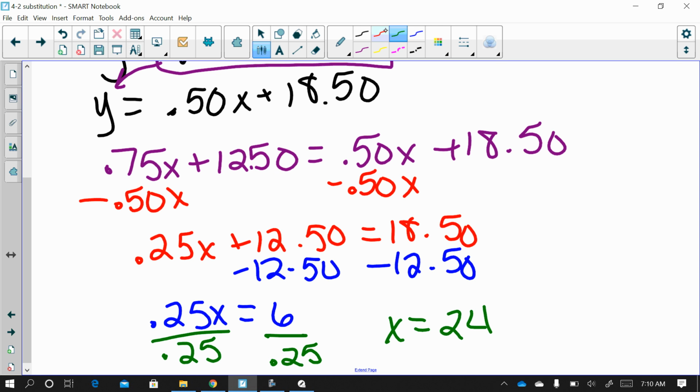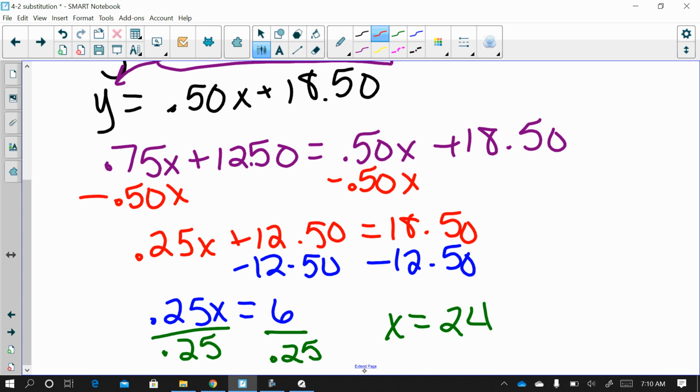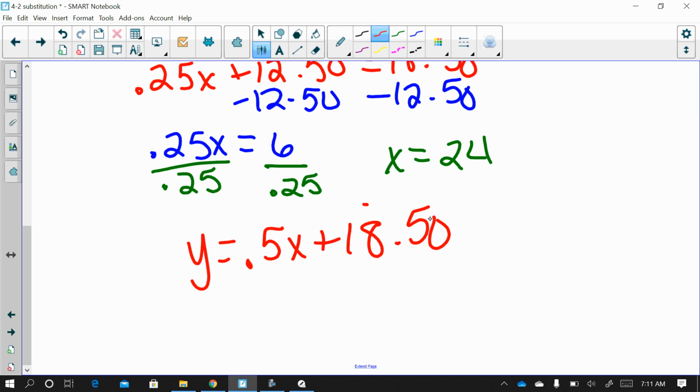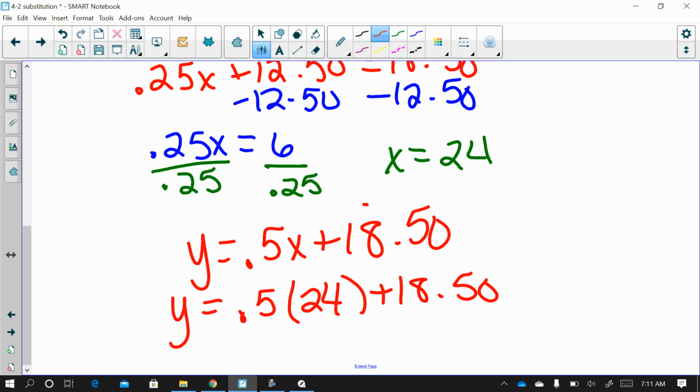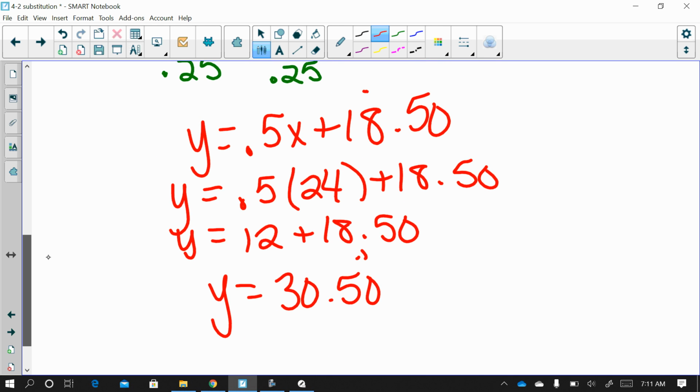Let's find out how much we actually pay. Okay, so y equals, you can use either equation. y equals 50 cents times x plus 18.50. Okay, so let's plug in 24. Okay, so y equals 12 plus 18.50. y would equal $30.50. So you ride 24 rides, you're going to spend $30.50 at both amusement parks.